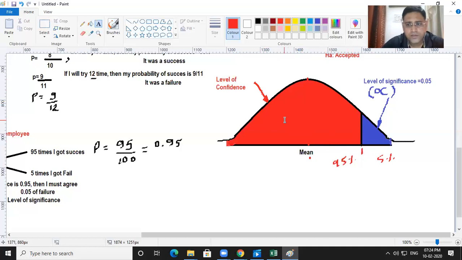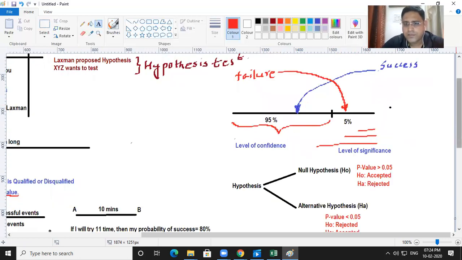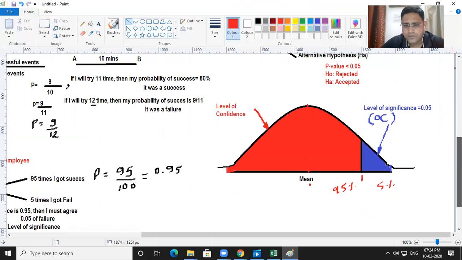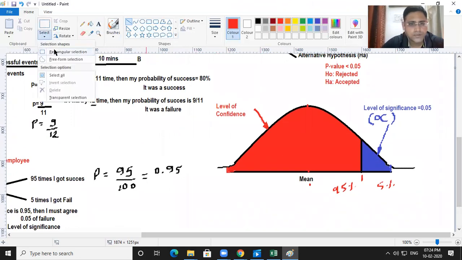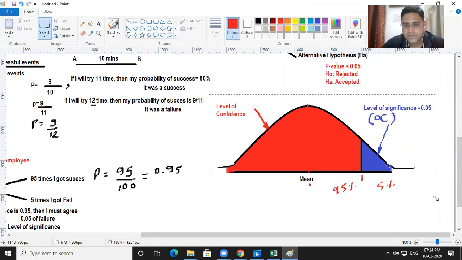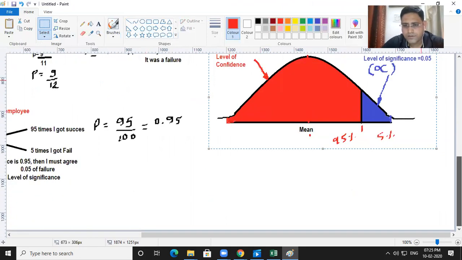Getting this point? Okay. So this is for the single tail. This is the right tail, the right side of the bell curve. This is the left side. So this is a single tail test. But we do a double tail test as well. So in that case, what will happen? Let me select and copy.